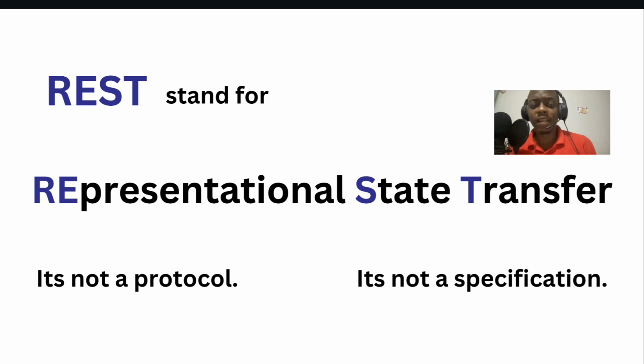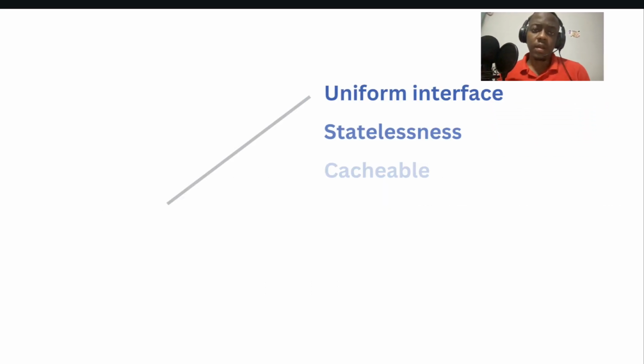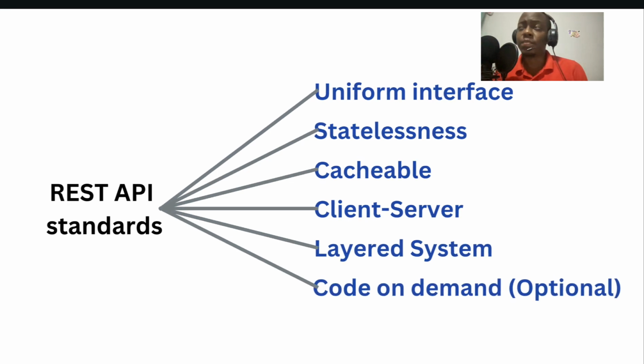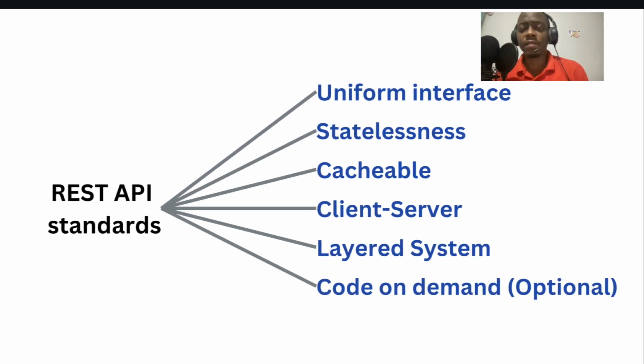REST simply stands for Representational State Transfer. It's not a protocol, it's not a specification, it's just a set of rules commonly agreed to communicate between client and server. A REST API is made up of the following standards.